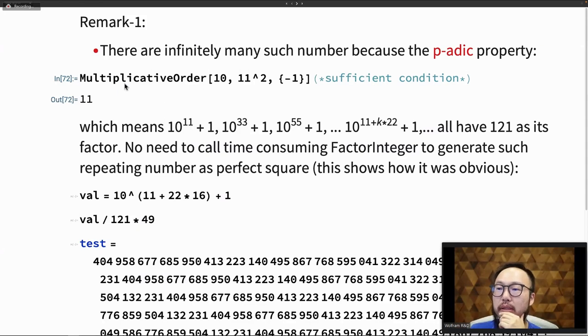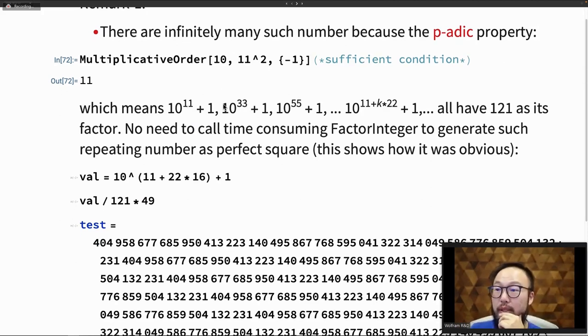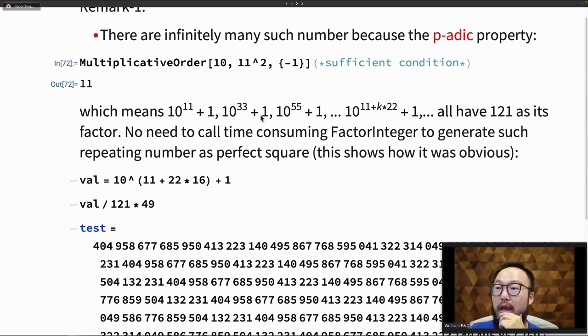So this basically gives you an idea how you find the power over k that works. In this case, if we have 11 to the power of 2, it will give you 10 to the power 11 mod this guy equal to minus 1. So which means these guys always work. Why do you have k times 22, instead of 11? Because 10 to the power 11 is minus 1, so 10 to the power of 22 is positive 1. So this guy times positive 1 won't affect its modular result from 11 to the power 2.